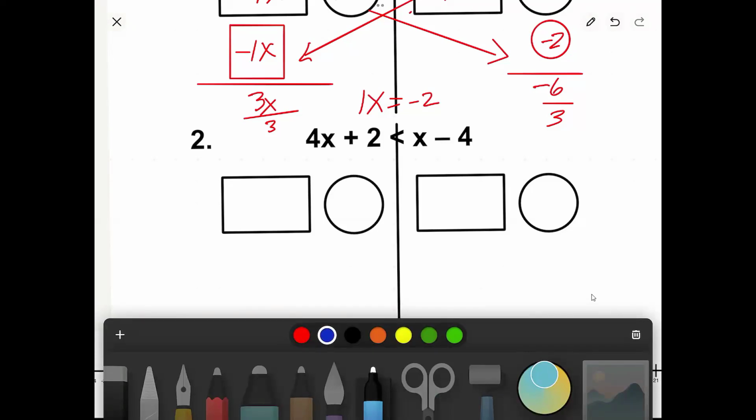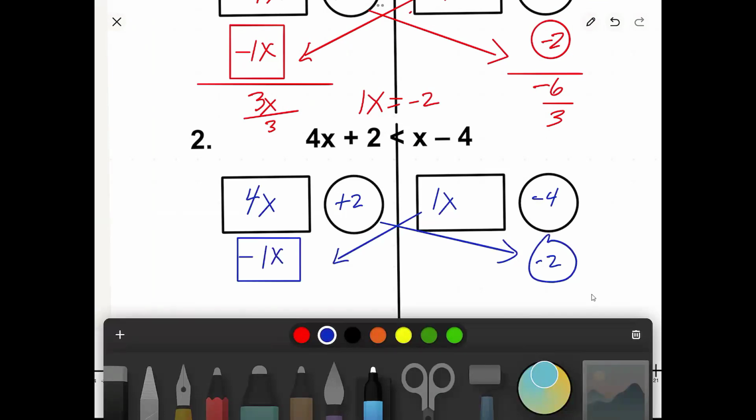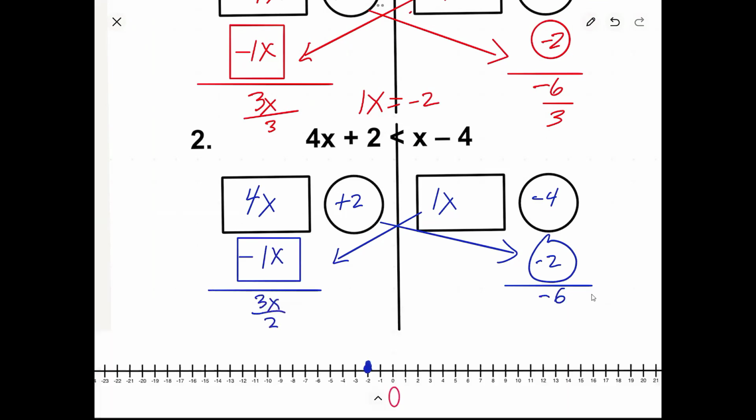Now I'm going to use blue for this one. This would be 4x plus 2, 1x minus 4. Circles go with circles. Change the sign when you cross the line. So that'll be minus 2. This is going to become a minus 1x because I crossed the line. So same thing like we did before. This is going to be 3x, and this is going to be a negative 6. So all we're going to do is divide by the coefficient. So it's going to be 1x, and this is going to be a negative 2. Since we did not divide by a negative, we can leave the inequality the way that it was. So this is going to be 1x less than negative 2.